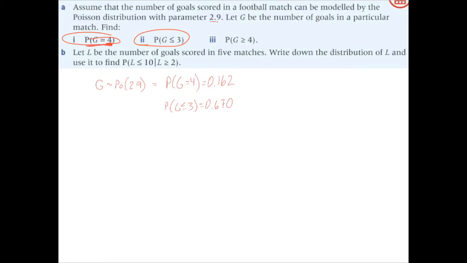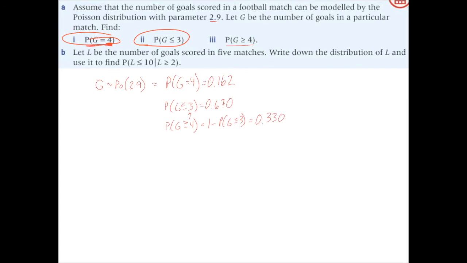Let's move on to the next one, which asks for the probability that G is greater than or equal to 4. There are 2 ways to do this. The easy way is to recognize that the probability of G being greater than or equal to 4 is the opposite of the one we just did. That one was less than or equal to 3, so 3, 2, 1, and 0. Obviously, 4 and greater is everything else. So you can do 1 minus the probability of G being less than or equal to 3, which would give us 0.330.